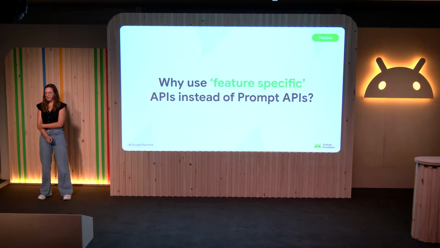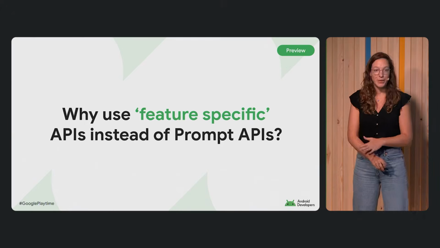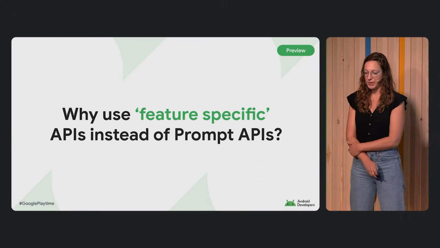But that raises a question, right? If we have that great prompt API that we want everyone to use, then why would you still use these feature-specific APIs that I mentioned? Well, the feature-specific APIs have a prompt that is generated by us, by Google. And that makes them typically faster, more reliable, and pre-configured. So if you have a use case that matches one of those predefined ones, you're probably better off just using that and utilizing the fact that we did all the testing and all the optimizing.